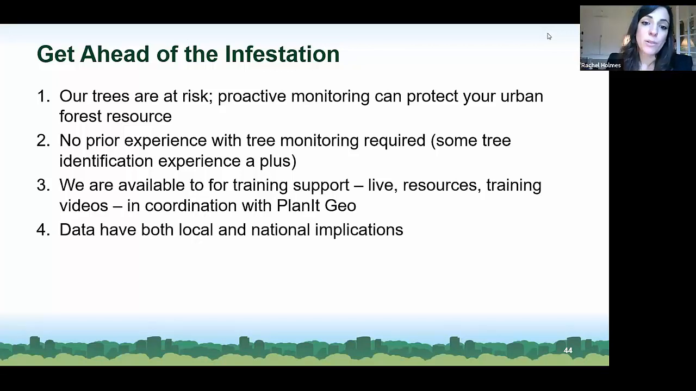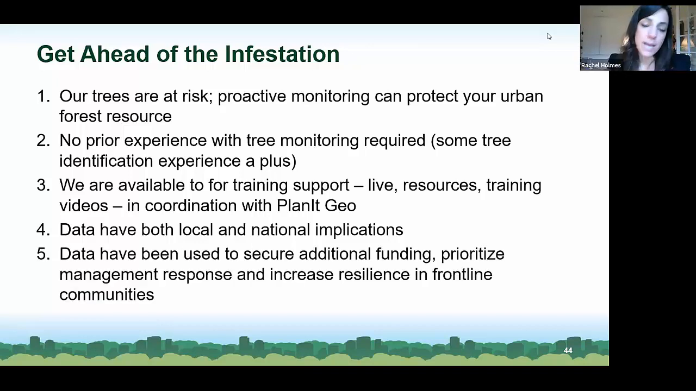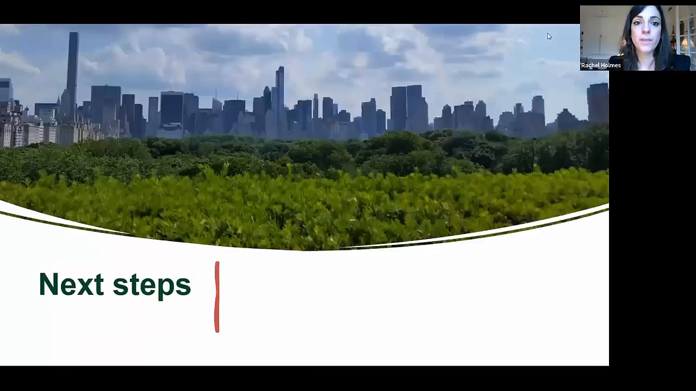Also, the data have both local and national implications. As we pointed out, these case studies have shown you that there is definitely a local application. These data are being used in real time, but you're also contributing to the broader national surveillance of our tree canopy over space. And finally, as these case studies have pointed out, data can be used for additional funding, to prioritize management response, and ultimately to increase the resilience of frontline communities, as the work in NYCHA is showing.